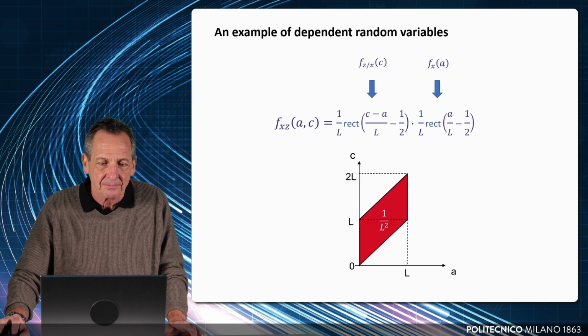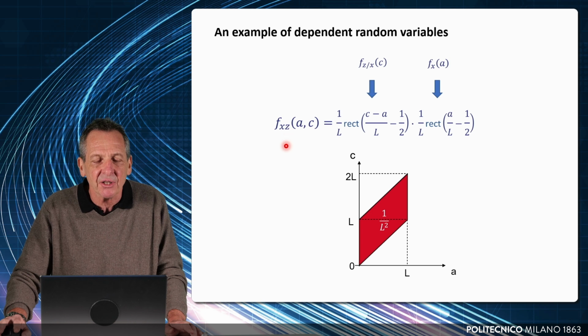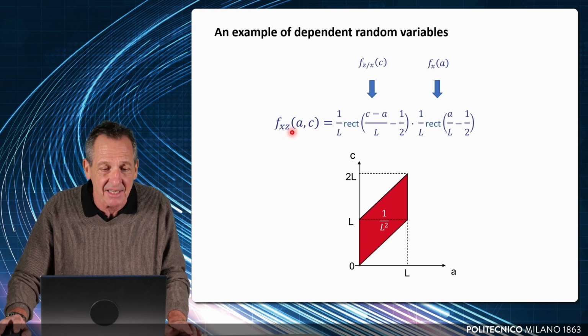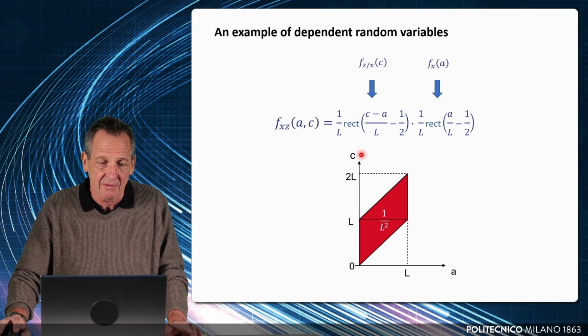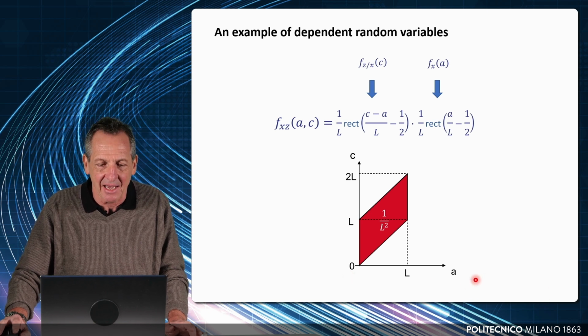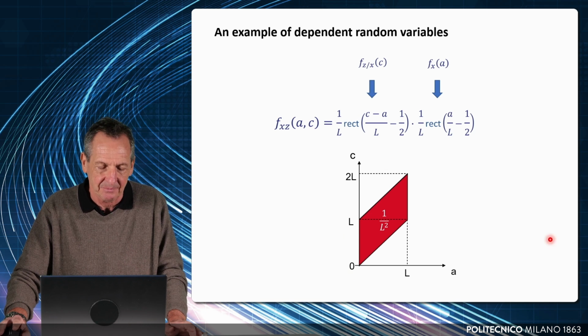And so, if we now generate the plot of the joint probability of x and z, we obtain again 1 over L times 1 over L, so 1 over L squared, a constant. But now the constant is not on a square basis, but it is on this basis that is a parallelogram, which has dimension L along the a axis and 2L along the c axis.